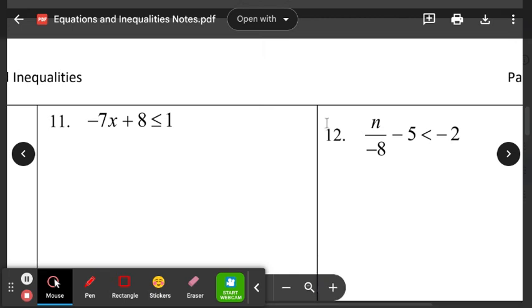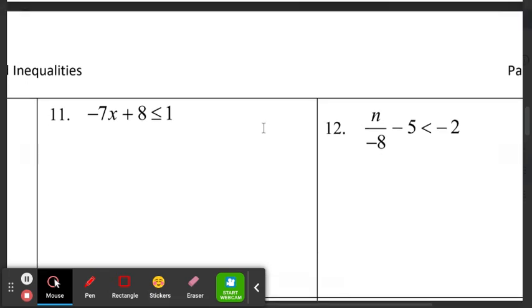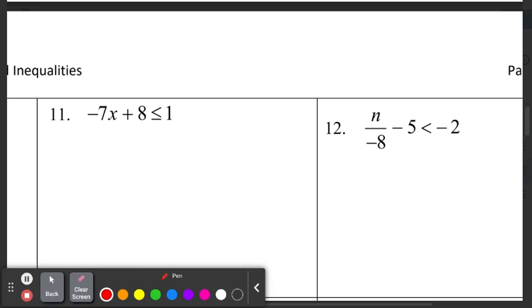So this is the second page of notes. For this video, if you think you understand what you're doing, you can speed this up, you can fast forward and check your work. Number 11 is pretty much the same thing.